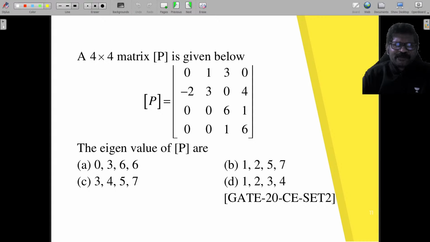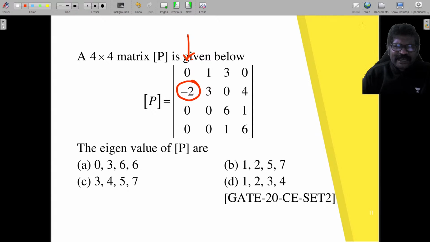Matrix P is given. We have to find the eigenvalues of P. Before finding the eigenvalues of P, I am going to find the determinant value of P. I can find the determinant very easily with the help of the first column. I am expanding the determinant by using the first column.